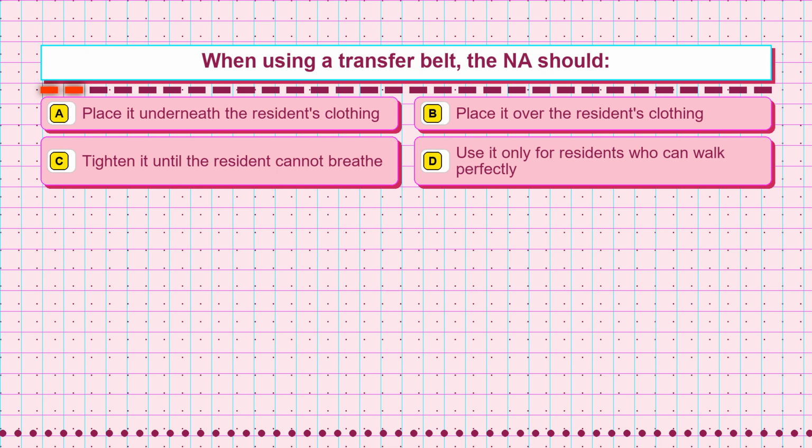Question 33. When using a transfer belt, the NAS should: Option A, place it underneath the resident's clothing. Option B, place it over the resident's clothing. Option C, tighten it until the resident cannot breathe. Option D, use it only for residents who can walk perfectly.